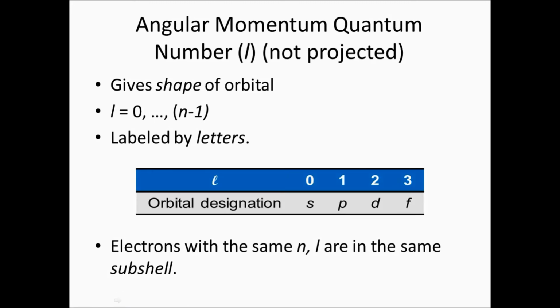Then L is the angular momentum quantum number, which gives you the shape of the orbital. L can take values of 0 through to n minus 1, and each L value has a letter associated. So for example, if n is equal to 2, then L can be equal to 0 or 1, because you can go from 0 to n minus 1. 2 minus 1 is 1. Now if L is equal to 0, we have s, and if L is equal to 1, we have p. So you can have a 2s orbital or 2p orbital. And n and L together define the subshell.